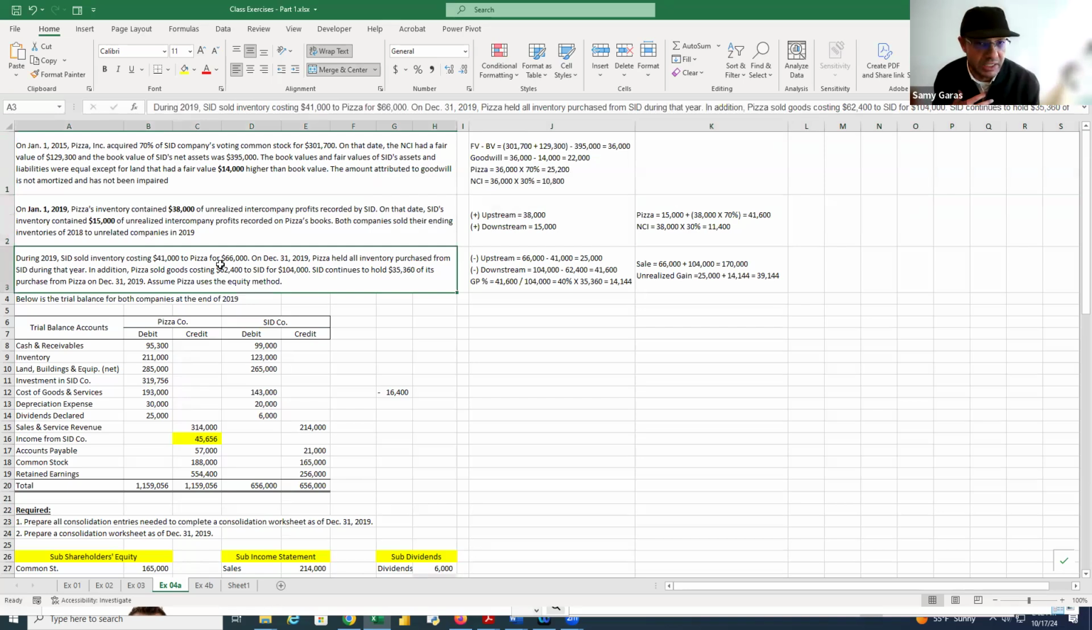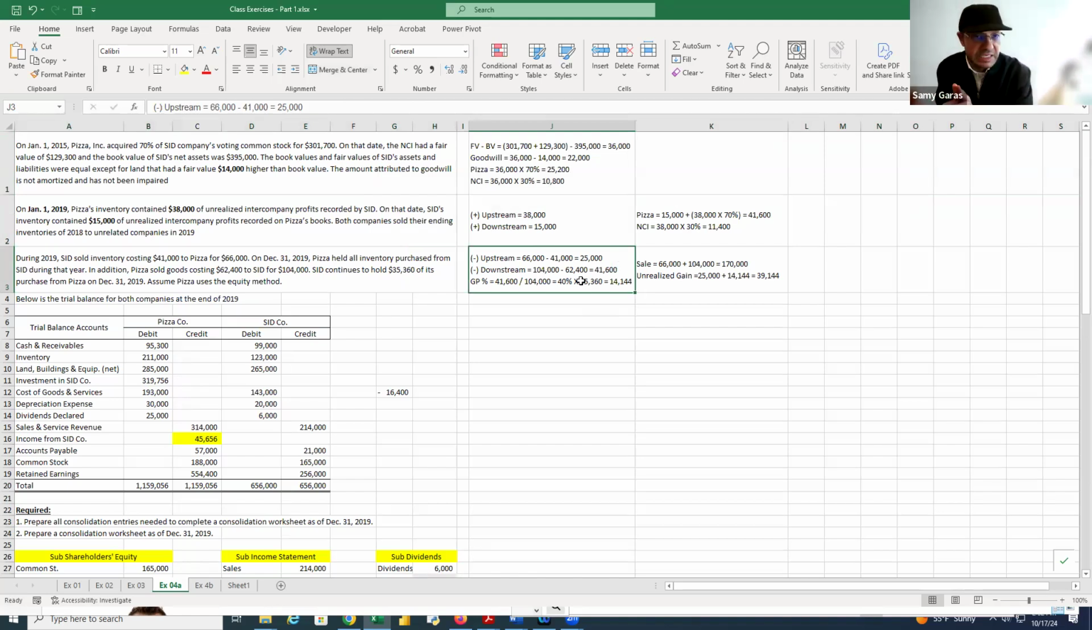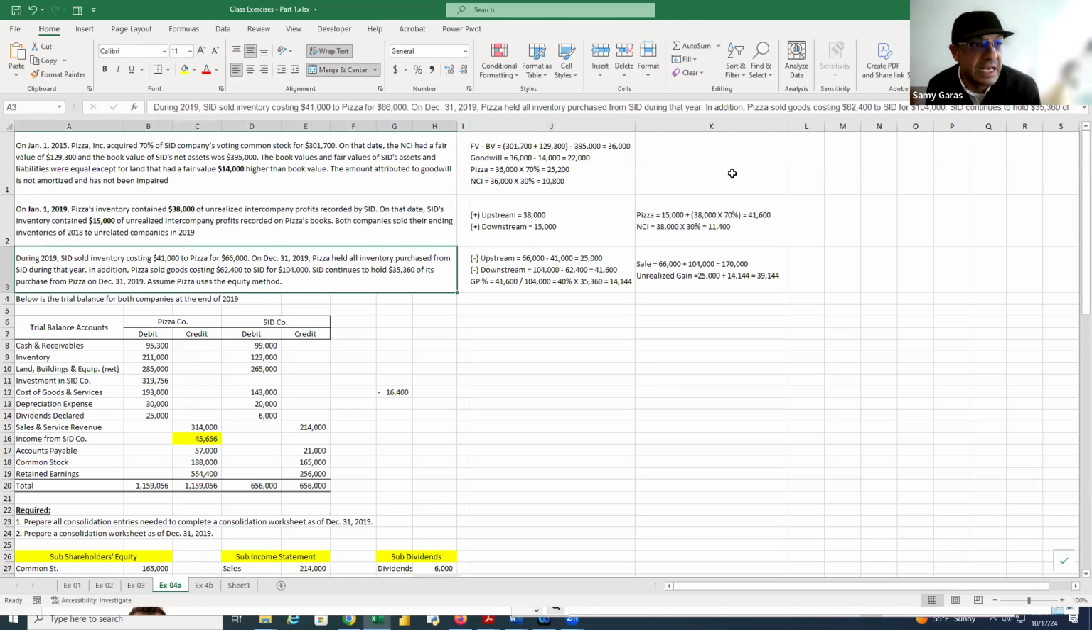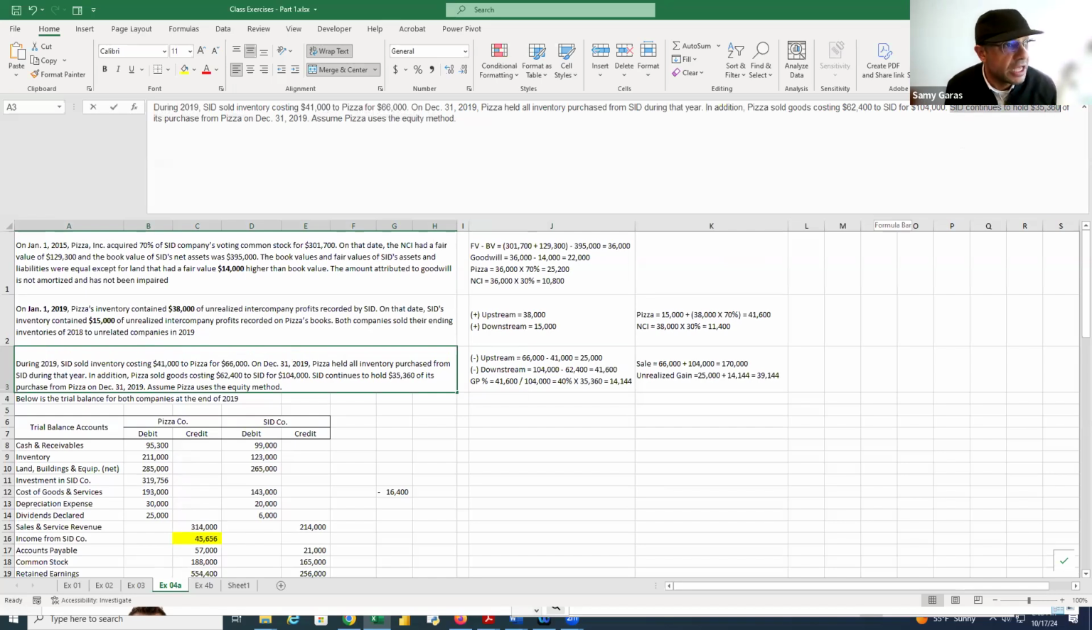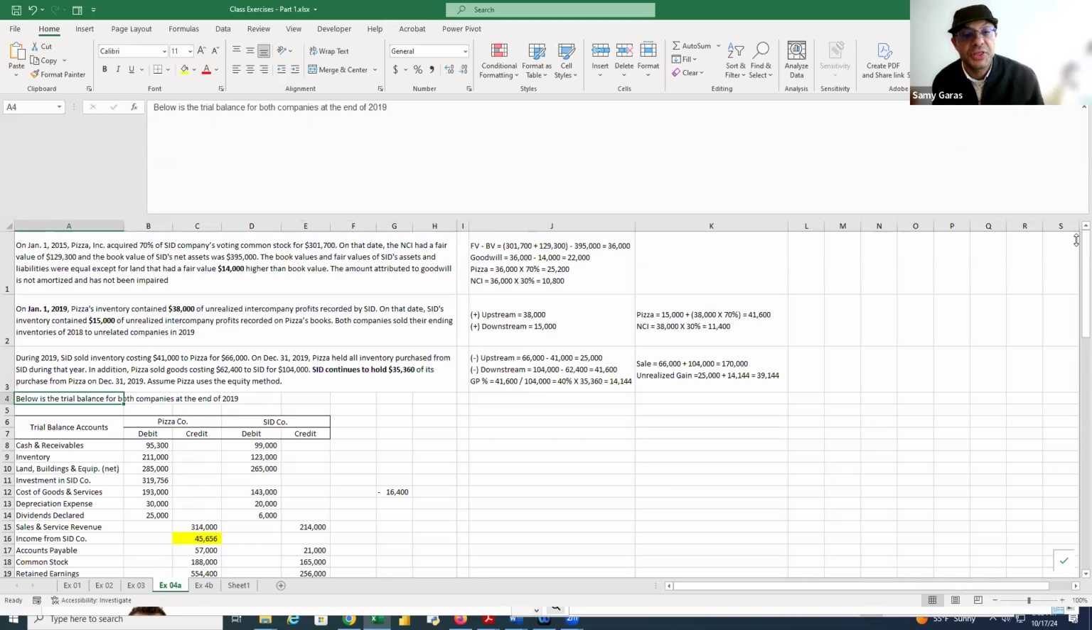In the same way, in 2019, we get upstream 25,000, which is the difference between 66,000 and 41,000. And the downstream will be 41,000. However, the parent company sold some quantity to the subsidiary, and the subsidiary didn't sell all of it. If you can read the last part here, it says, said continues to hold 35,360. So the parent made sales to the subsidiary, and by the end of the year, the subsidiary couldn't sell all the quantity. Some of the quantity remained in the warehouse.